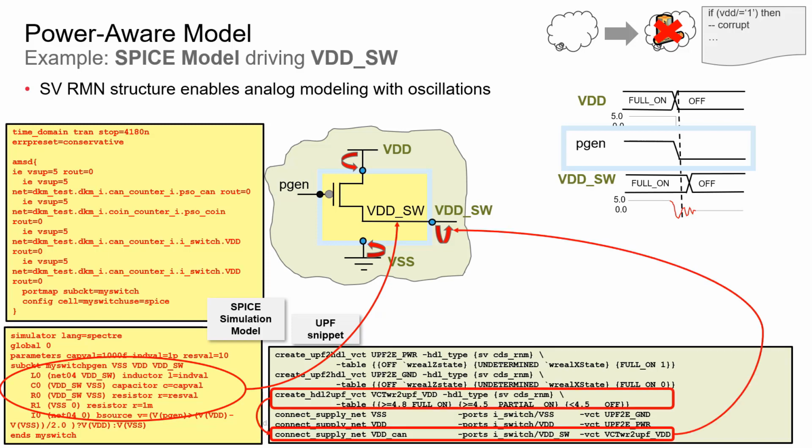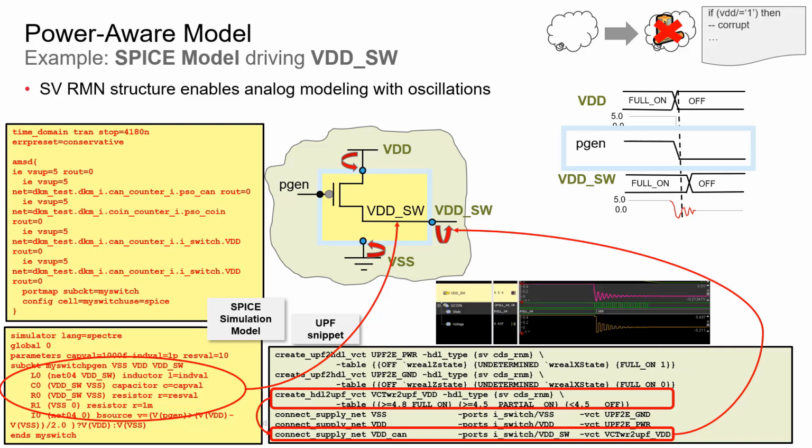Your VCT table will ensure that your VDD underscore SW supply net will have the correct value. And at the end, you will not have an ideal transition. You will not have a slope. You will see an oscillation until your elements reach the correct value. And this is what we are aiming for.